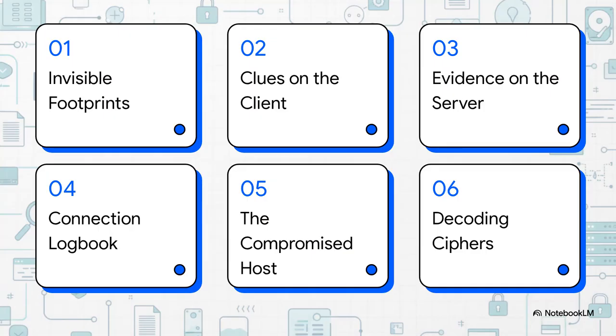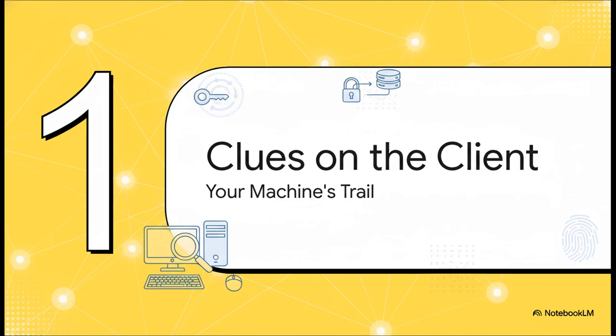Okay, so here's our investigation plan. We're going to cover SSH's invisible footprints, look at clues on the client side, then check out the evidence on the server. After that, we'll dig into the connection logbook, solve a little case file about a compromised host, and finally, we'll decode some of those advanced ciphers. All right, let's dive right in. We're going to start with the clues you can find right on your own machine.